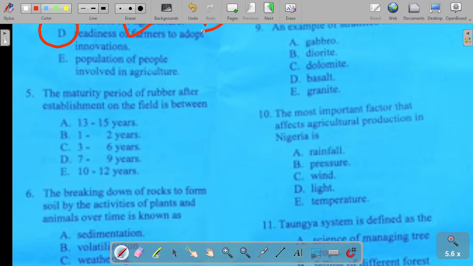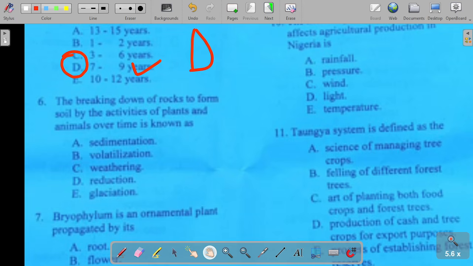Number 5 says the maturity period of rubber after establishment on a field. Rubber takes 7 to 9 years, 3 to 0, no, it is 7 to 9 years before they become matured. For those who are used to rubber farming, you should know that.